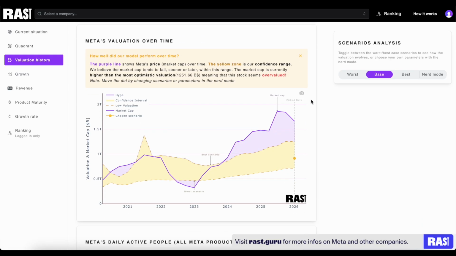Next is the valuation history, perhaps our most important chart. It combines our key calculations to compare the market price, in purple, against our calculated value, the yellow confidence interval. In Meta's case, look at Q4 2022. When the market panicked over metaverse spending, the price dipped well below our estimation. In hindsight, that was a clear buy signal. Today, the price has corrected so much that it moved into overvalued territory.